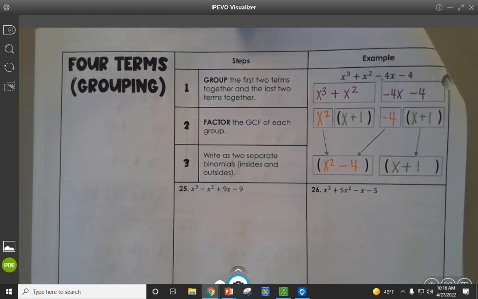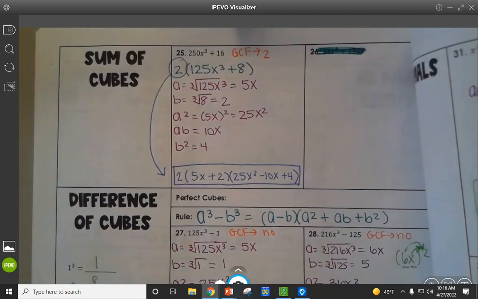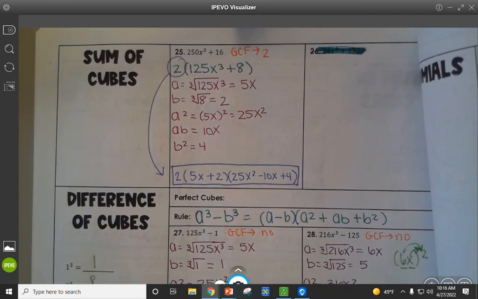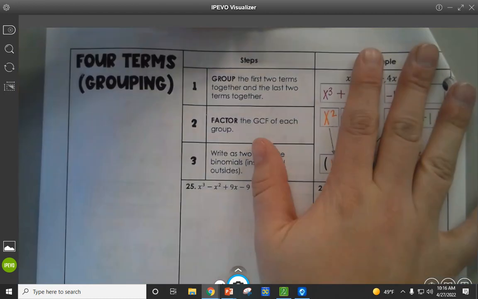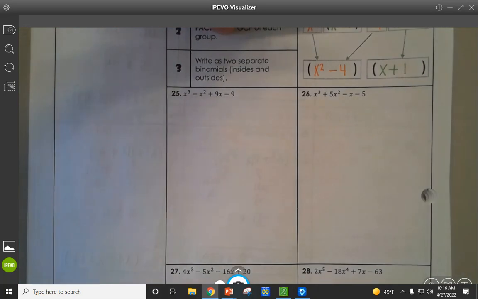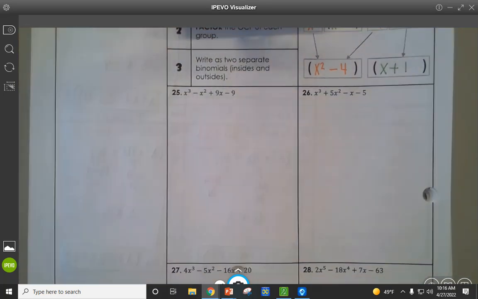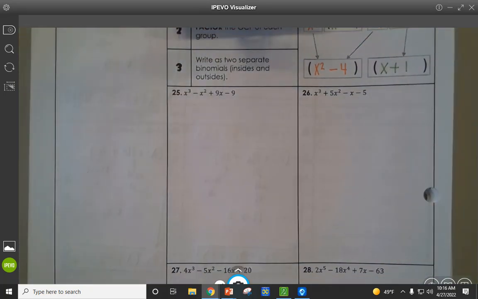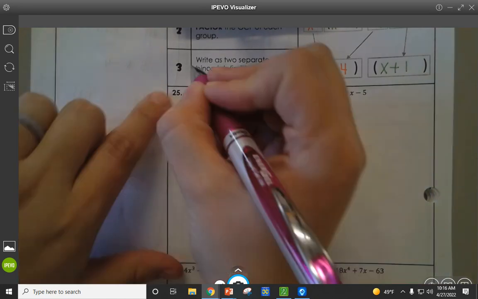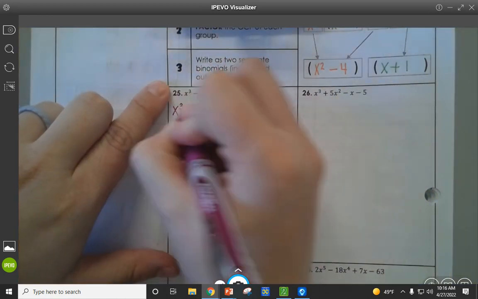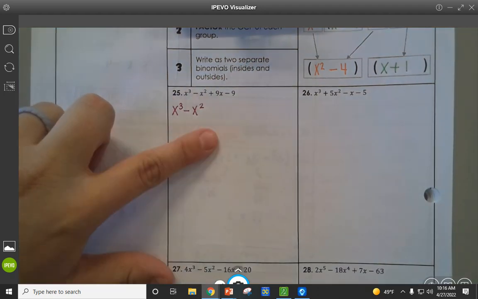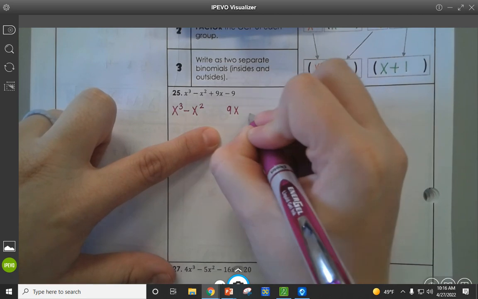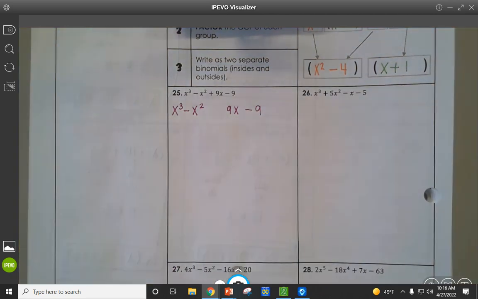So we've got 4 examples to do. Number 25. Oh, my numbering got way off. I went from 36 to 25. That's fine. All right, so we're going to follow those steps. Group the first 2 terms together: x cubed minus x squared. And your last 2 terms: 9x minus 9.